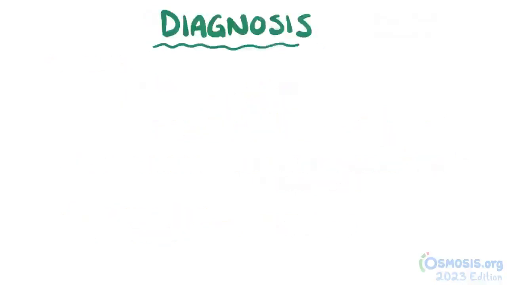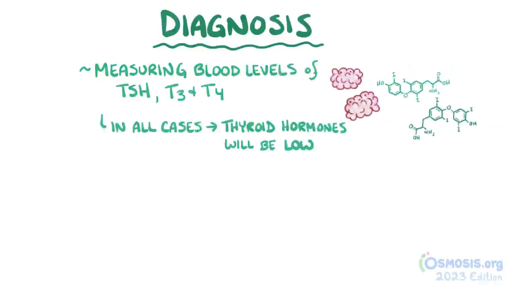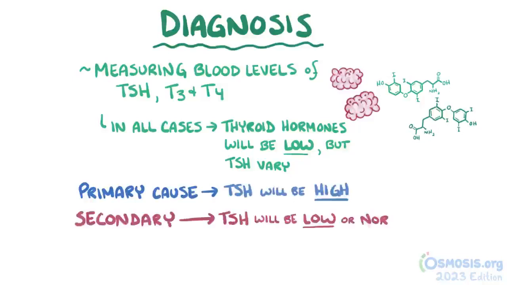Diagnosing hypothyroidism is done by measuring blood levels of TSH, T3, and T4. In all cases, thyroid hormones will be low, but TSH levels vary. If it's due to a primary cause, TSH will be high, and if it's due to a secondary cause, TSH will either be low or normal.